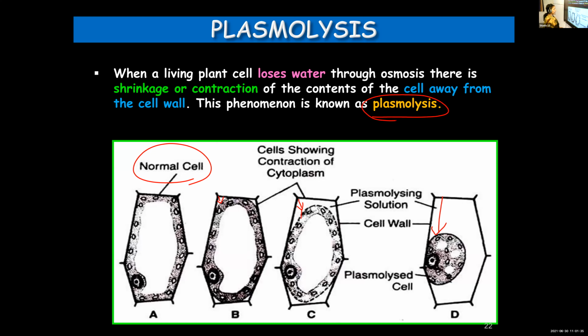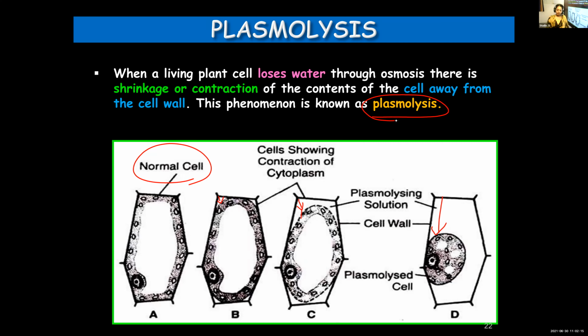I'll repeat once again. When a living plant cell is placed in a concentrated solution, it will lose water by osmosis. When it is losing water, the cell contents will shrink and move away from the cell wall. The cell wall is very rigid and will remain as such, but the rest of the contents will shrink and move away from the cell wall. This process is known as plasmolysis.